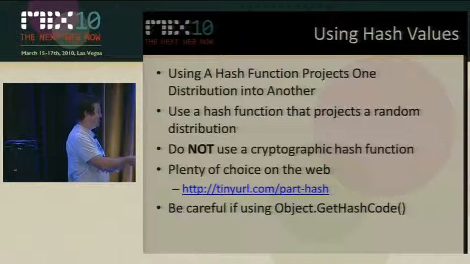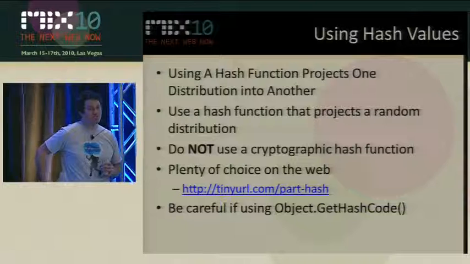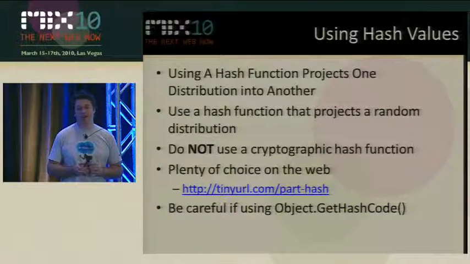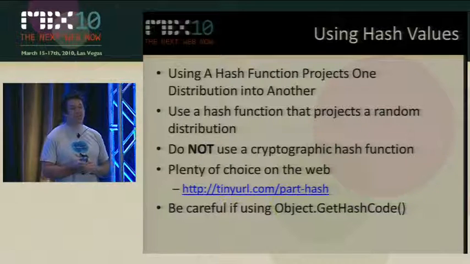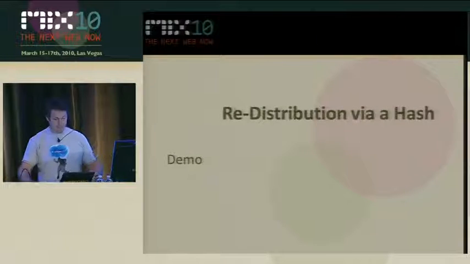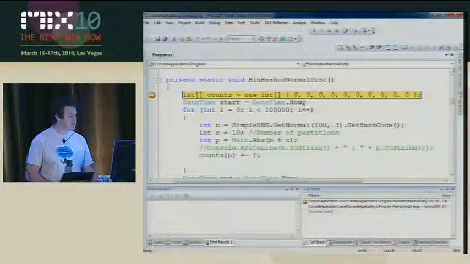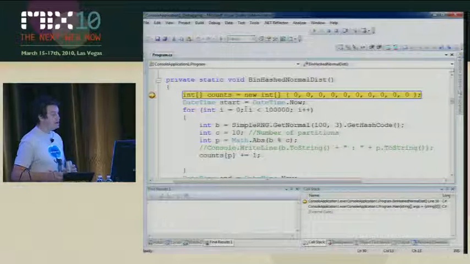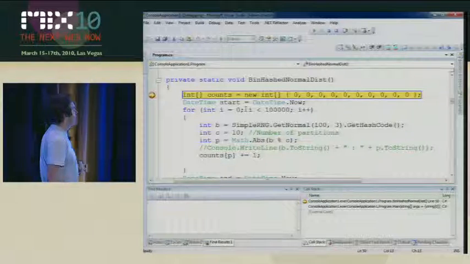Be careful about using Object.GetHashCode. You may be tempted to use Object.GetHashCode. It works. You need to be careful when dealing with types that might be boxed or unboxed, because it can lead to some incorrect results there. So let's jump back into the code. What we're going to do here is a distribution, this time using the GetHashCode on our normal distribution.